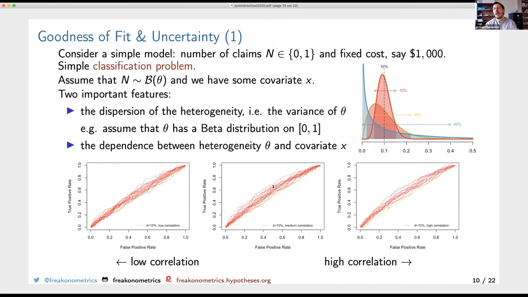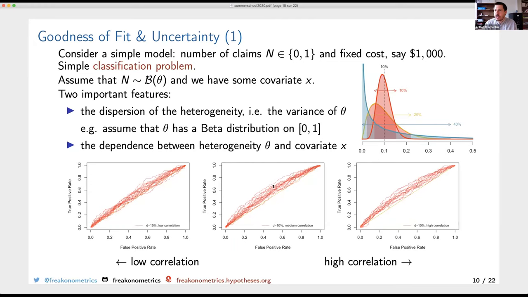Now, can we say something about the goodness of fit of those models and talk about uncertainty? And uncertainty is something extremely important, and all the more in insurance. So people coming from machine learning, discovering insurance data, are always very surprised because all their models are not very good. And I would say it's very good that they're not good because it means that insurance makes sense. Insurance is the idea of pooling risk together and asking for solidarity among people.